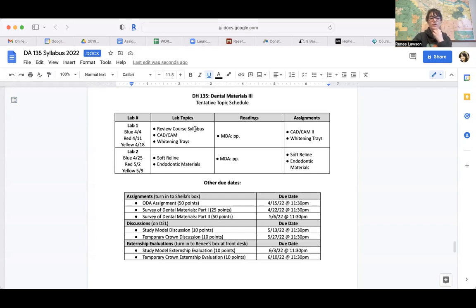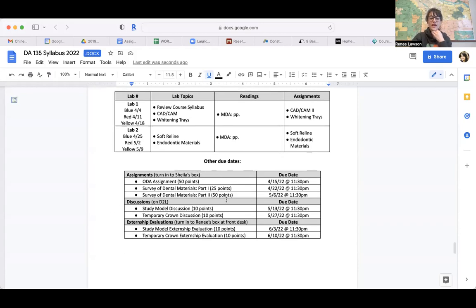So your first lab, we're going to review the syllabus once again. We are going to work on CAD-CAM, and we're going to do whitening trays. So those are the 2 things we'll get done during the first lab. And then when you come in for your second lab, we're going to do soft reline and endodontic materials. So those are those 4 competencies or objectives I just talked about. That's what we'll do in lab.